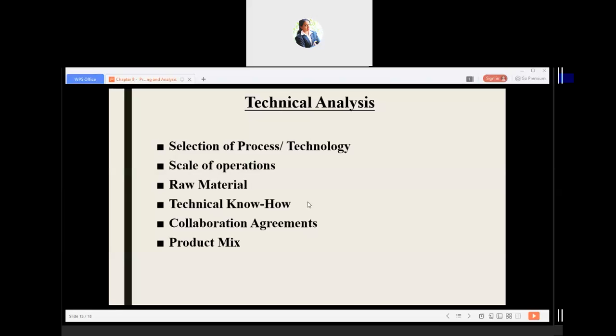The next one is product mix. Now, customers differ in their needs and preferences, and definitely this calls for variations in the size and quantity of the products, which are necessary to satisfy the varying needs and preferences of customers.